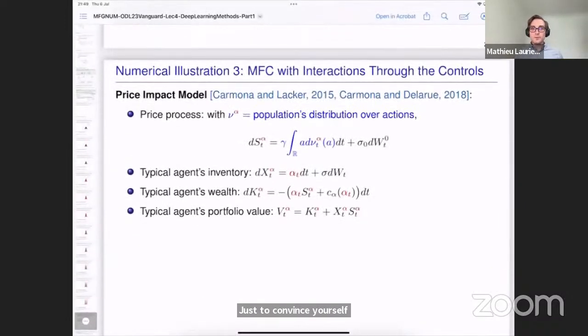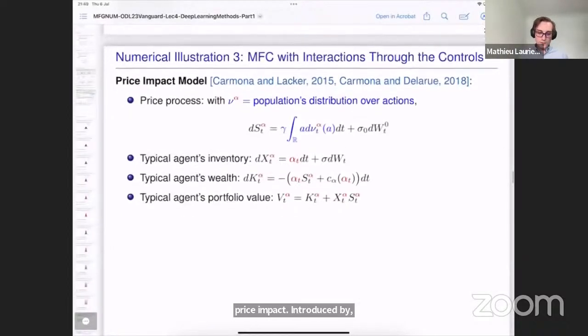A last one in the same spirit, this is a model of price impact introduced by Carmona and Lacker. So what is price impact?